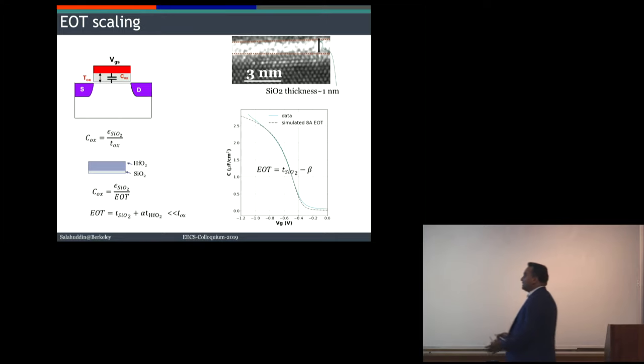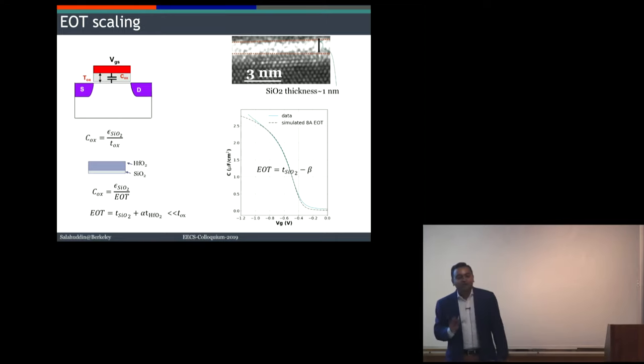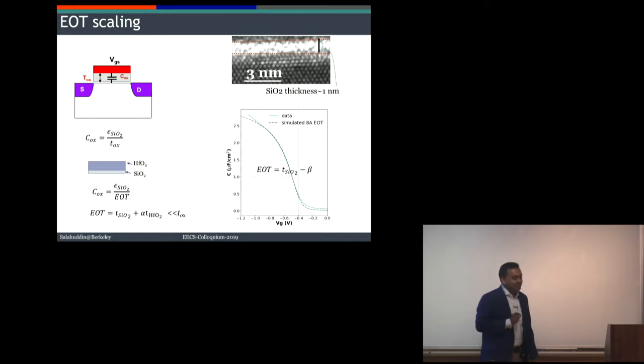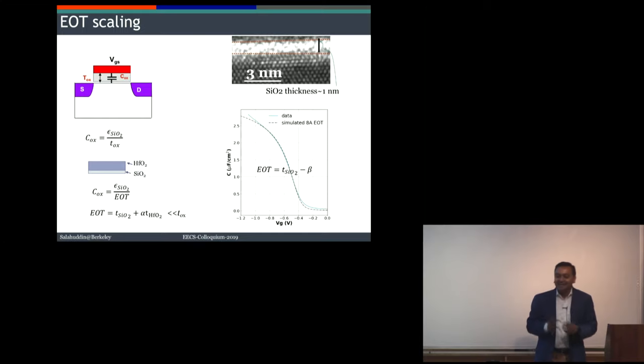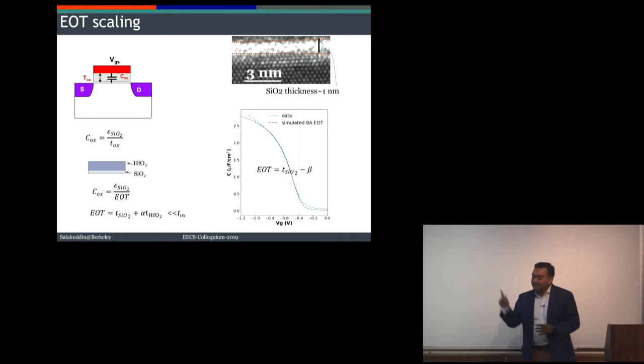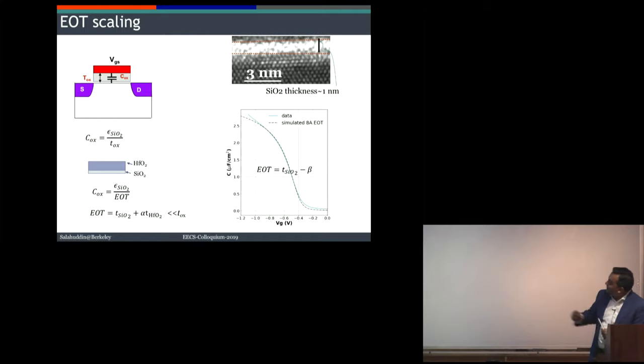And if you think about it, this is kind of mind-boggling because we are talking about an 8 angstrom EOT, that is a fraction of a nanometer. And you know, nowadays often my students will come and fight over 0.5 angstrom, because that actually makes a lot of difference in how the transistor performs. So of course we have to now go and see how far we can push it down.